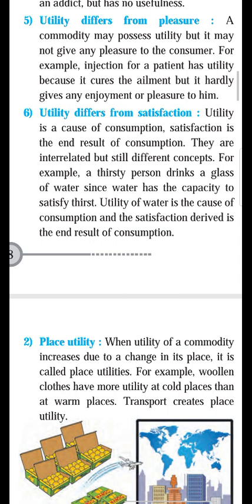And the fifth feature of utility is that utility differs from pleasure. What is the meaning of pleasure? Pleasure means the happiness derived by the consumer from the consumption of a commodity. And what is the meaning of utility? Utility is the want-satisfying power of a commodity. So utility and pleasure are not the same. They are different by nature.